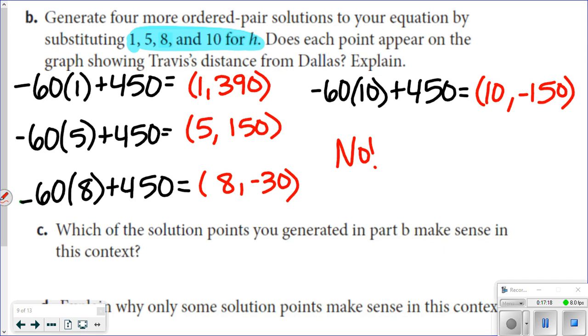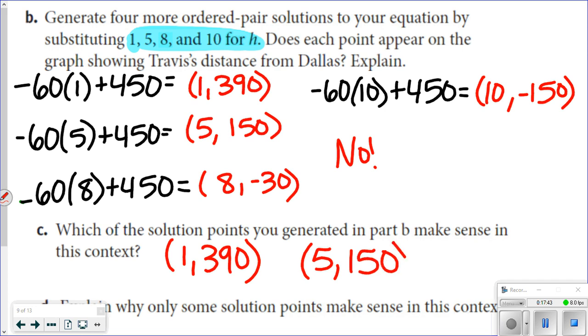The 2 points with a negative distance value or negative output do not appear on the graph because we cannot have a negative distance. We cannot have negative miles left to travel. So which of the solution points that we generated makes sense? That would be 1, 390, and 5, 150.